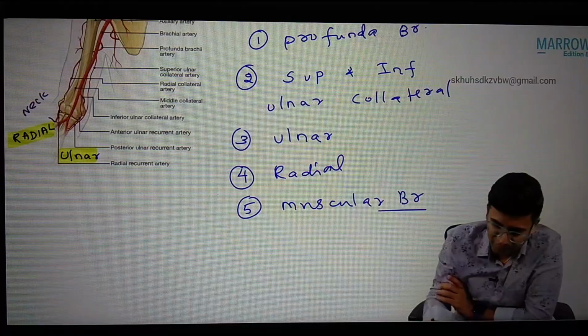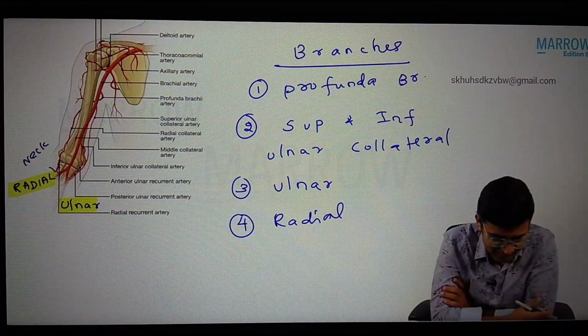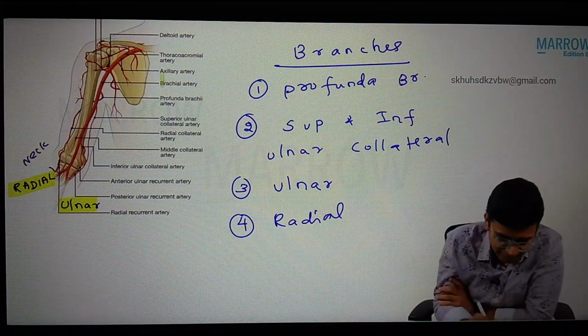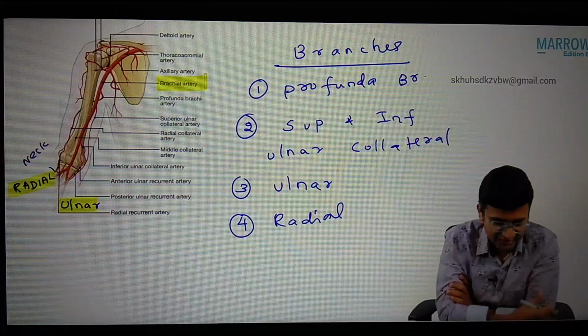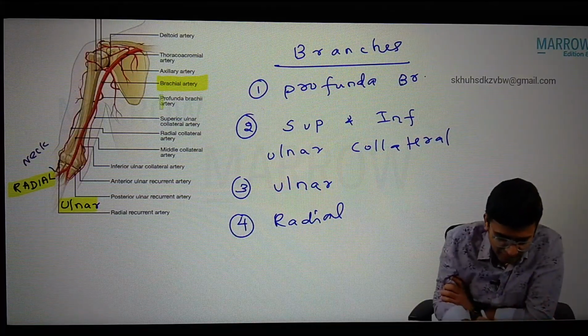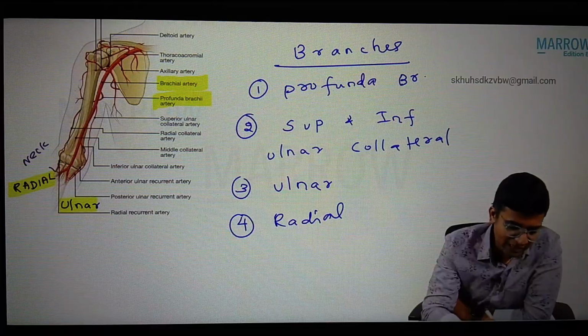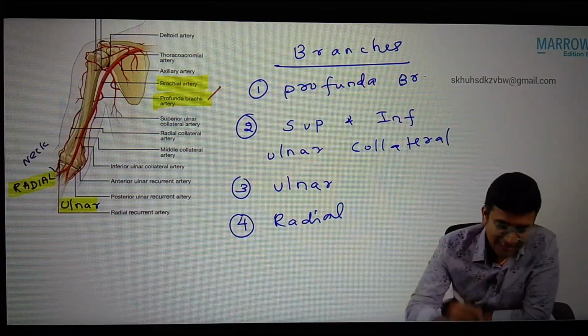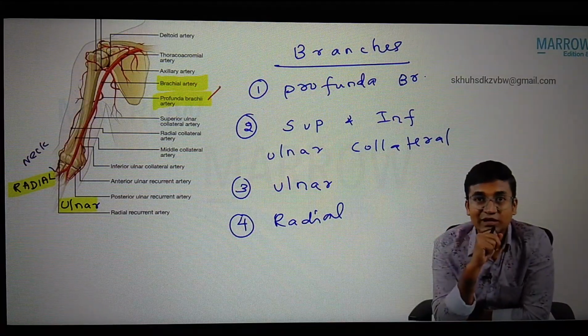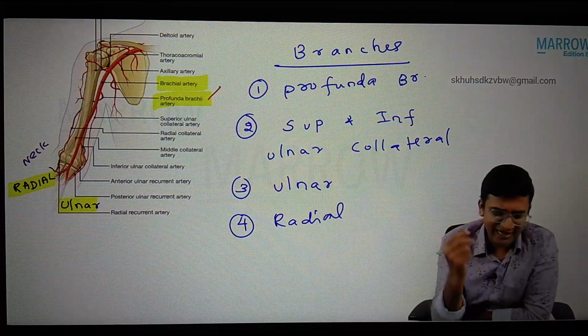Now, see the diagram. You see these branches. First, see the brachial artery. Yes, this is our brachial artery. The brachial artery is giving the profunda brachii artery. See the profunda brachii artery, I told you already, that is a structure passing along with one nerve in the spiral groove, the radial nerve.